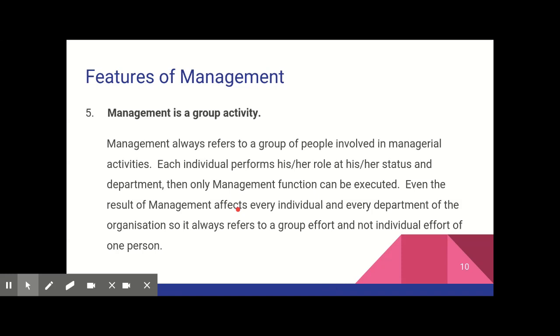Even the result of management affects every individual and every department of the organization. If the management is not good, it will affect each and every person in an organization, and each and every individual's work will affect the organization. So management is a group activity, it is not an individual activity. A group of people should work together to accomplish the objective. That is what management is.